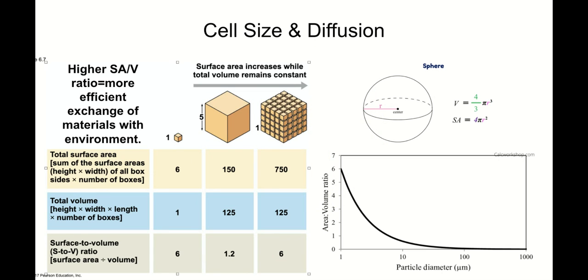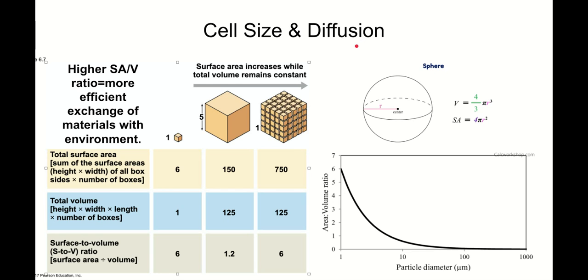Okay, the last thing that I talked about had to do with cell size and diffusion, right? Diffusion is simply the movement of substances from an area where there's a high amount of that substance to an area where there's a low amount of that substance. Now, the first part of this, I talked about why a cell needs to be able to efficiently exchange materials with its external environment, or in other words, diffuse substances with its external environment.